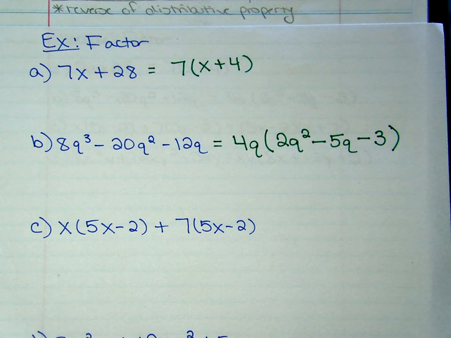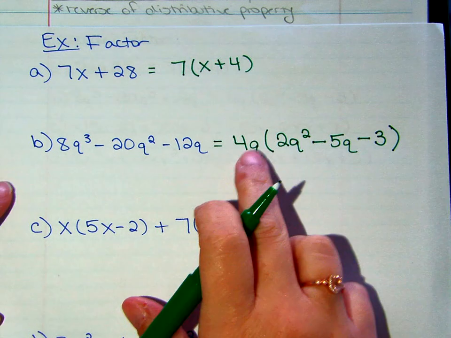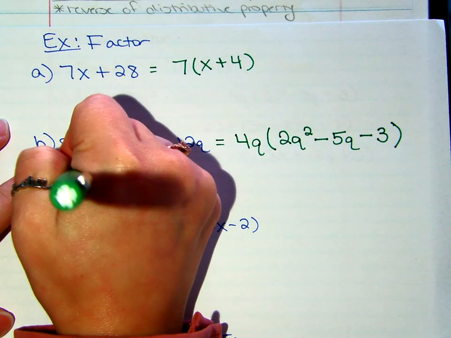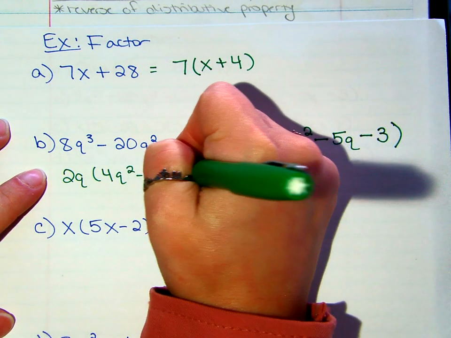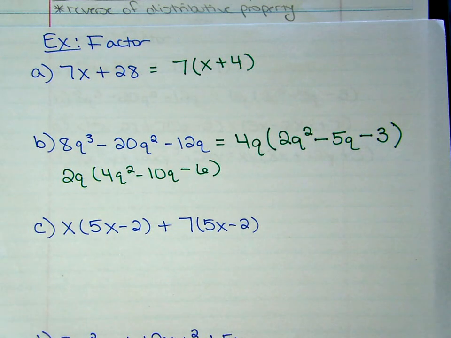Now, let's say you're in a rush, or you notice first that 8, 20, and 12 are all even. And so you don't pull out a 4, you just pull out a 2. That's okay. If you would have not seen the 4 and you would have just pulled out a 2q, that would have left you with 4q squared minus 10q minus 6. This is where you would pause and say, wait a second. All of the numbers inside my parentheses are still even. That means I can pull out another 2. And when you pull out another 2, it takes you up to the final solution.